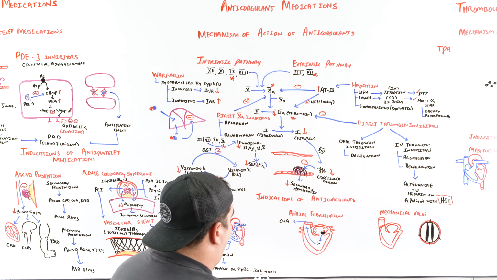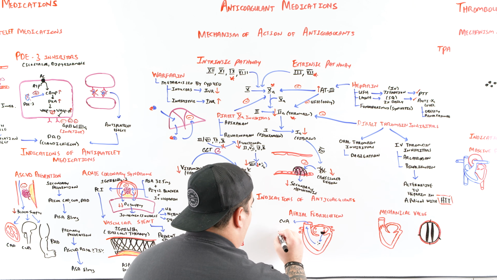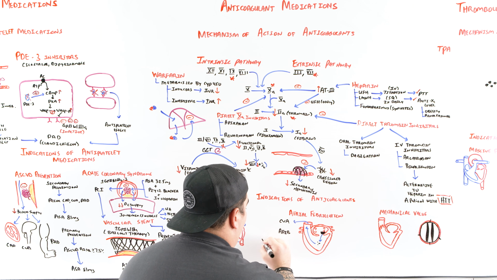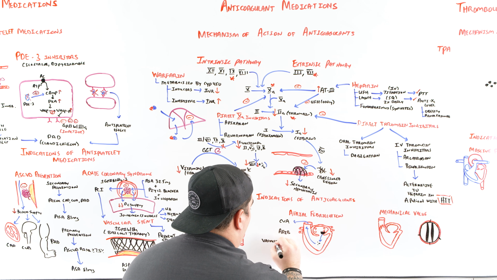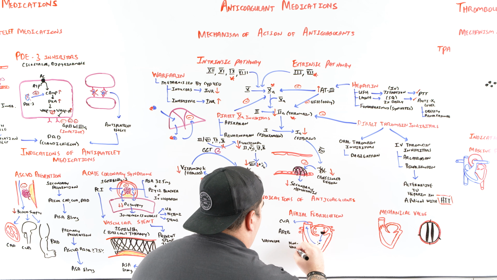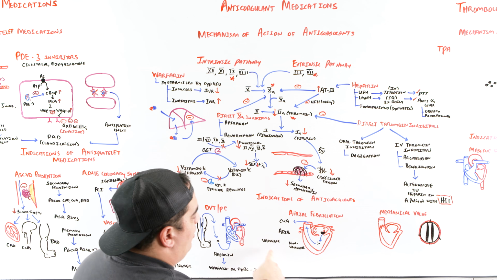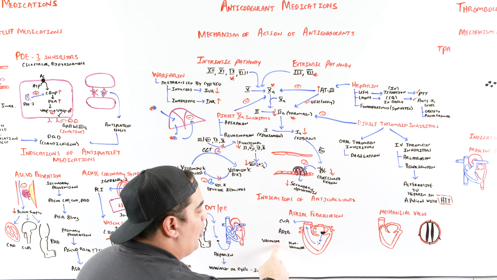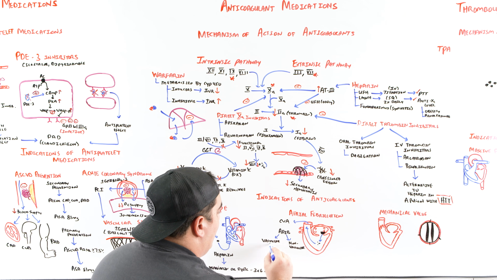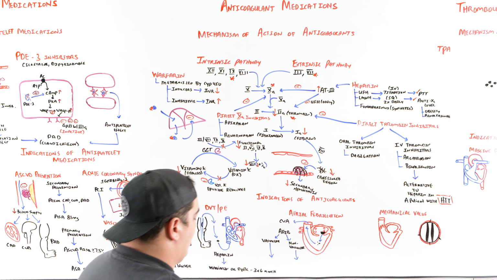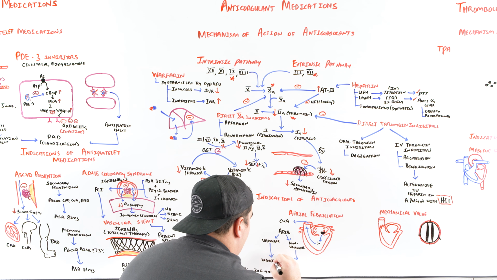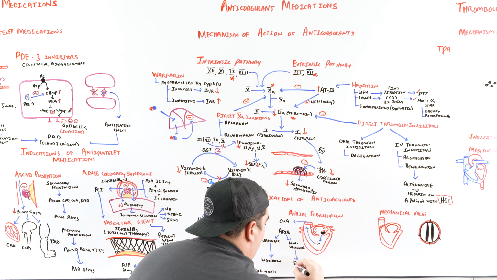So if a patient has atrial fibrillation, I need to know: is it valvular or non-valvular? What does that mean? Do they have mitral stenosis or a mechanical heart valve? If they do, it's warfarin. If they don't, it's a DOAC. So here, warfarin, because the evidence suggests this, and non-valvular is a DOAC.